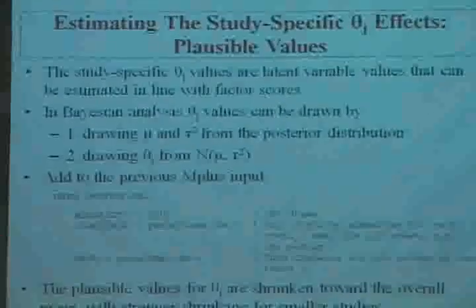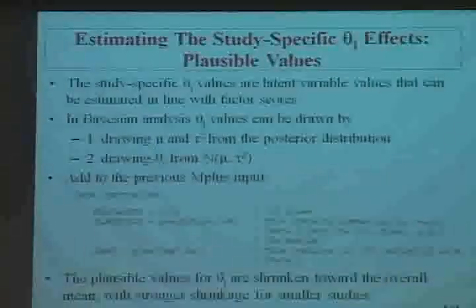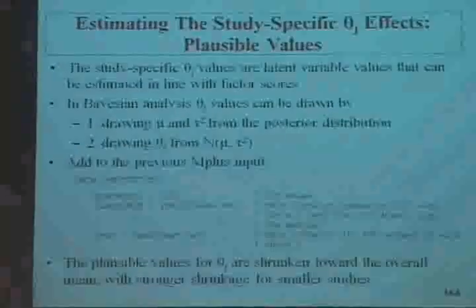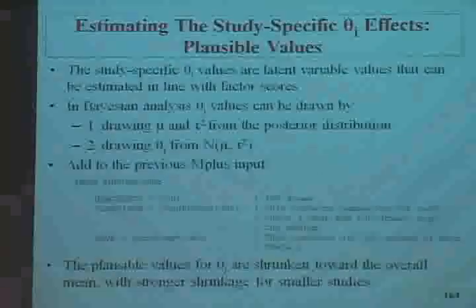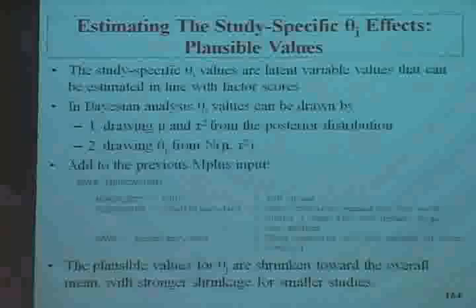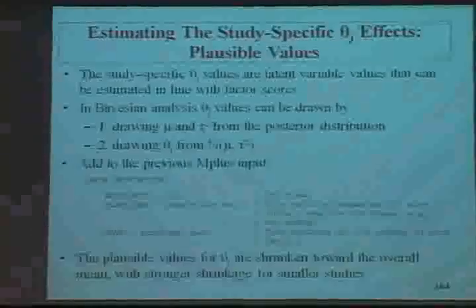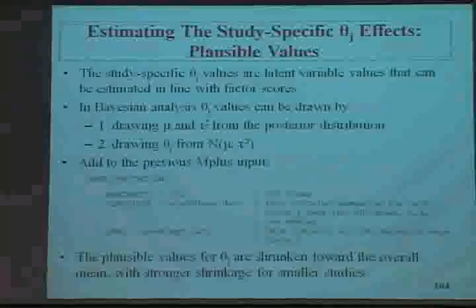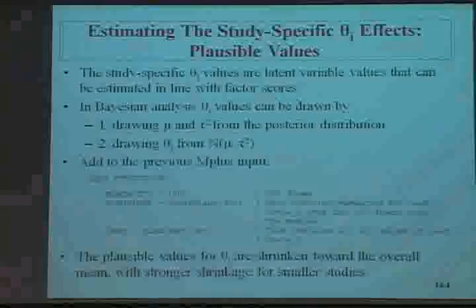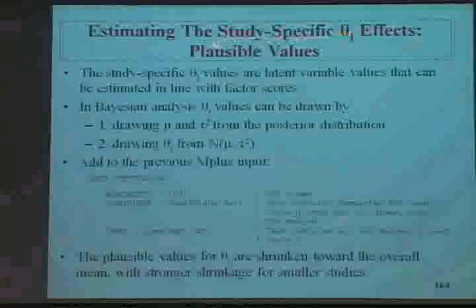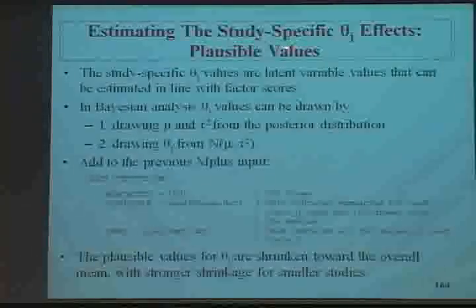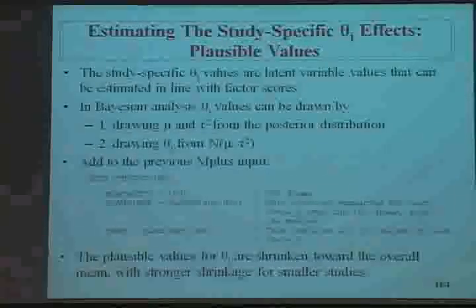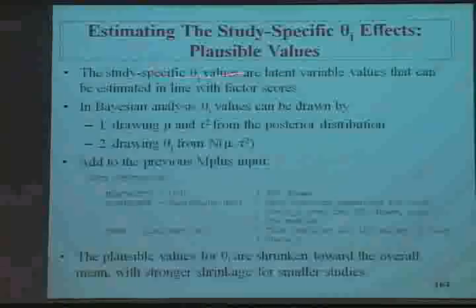So we want to estimate. Think about a study in schools, students within schools. You want to estimate the school-specific random intercept. That's like a level 2 factor score. So now you have the study-specific theta effects. You can estimate them for each of the 22 studies. And they are latent variables.